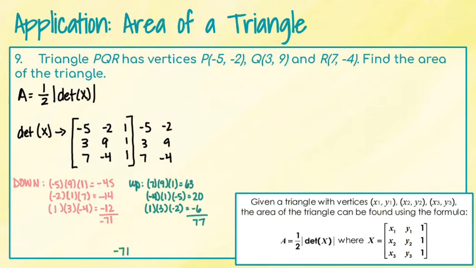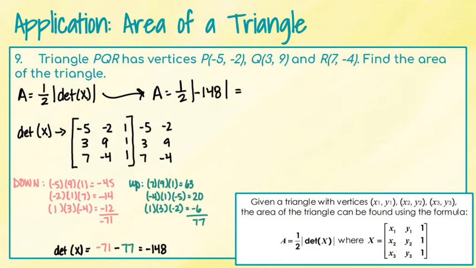So -71 minus 77 is what our determinant of x is going to be. That turns out to be -148. So then when we bring that back up here, we have the area equals 1/2 the absolute value of -148. And that is going to give us a +74 for the area of this triangle.